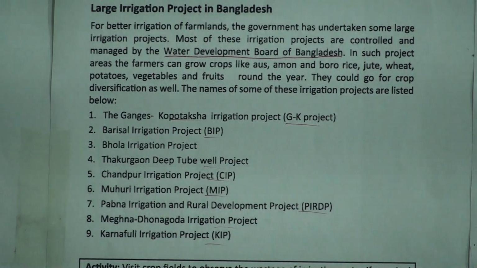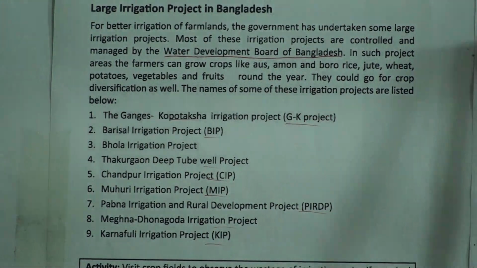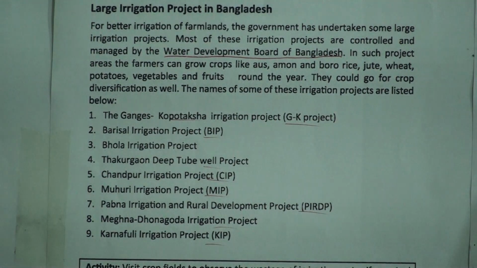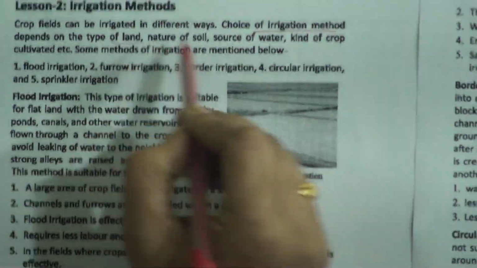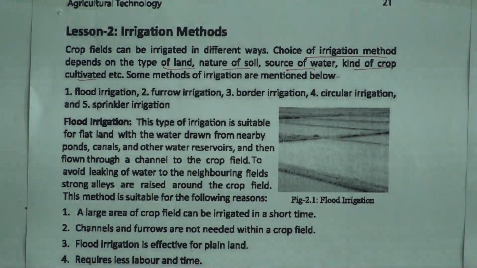Okay. Now we will come to lesson number 2, irrigation methods. Here we can know about the irrigation methods. Crop fields can be irrigated in different ways. Choice of irrigation method depends on the type of land, nature of soil, source of water, kind of crop cultivated, etc. So choice of irrigation method depends on what? It depends on the type of land, nature of soil, source of water and kind of crop cultivated.